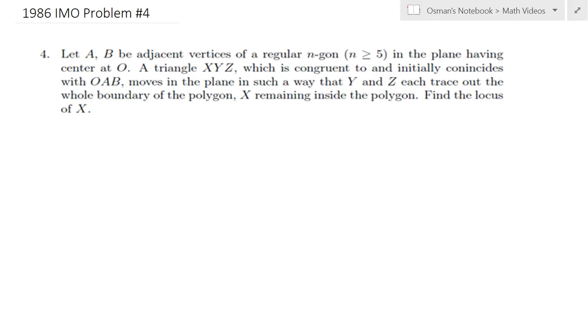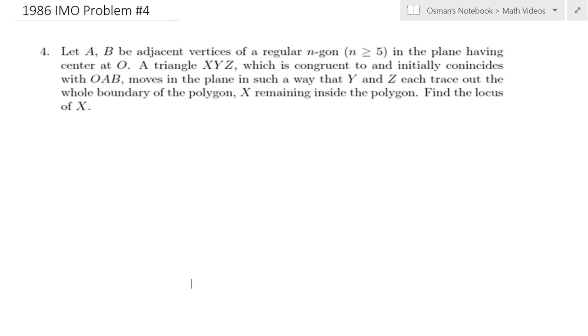Hello everybody, in this lecture we will be solving 1986 IMO problem number 4. Here's a view of this problem. We're given a regular n-gon with center, I assume, at point O. So let me first locate that center here. And then we have a bunch of isosceles triangles, I assume, which are kind of connected, obviously, like this.